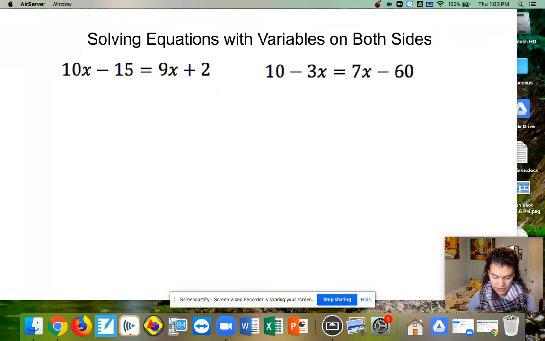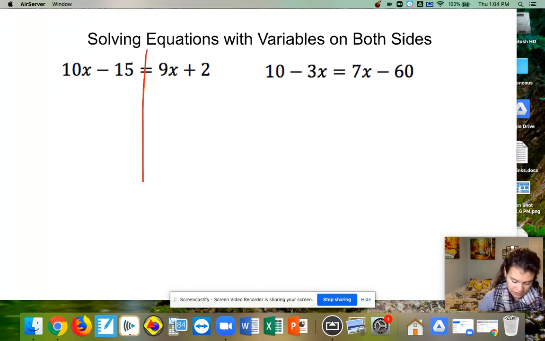Okay, so now we have variables on both sides. So the goal here is to get everything with an x to one side, everything without an x to the other side. It doesn't matter which side your numbers go to, it's fine either way, but you want everything to one side or the other. Usually I try and keep the x's positive.